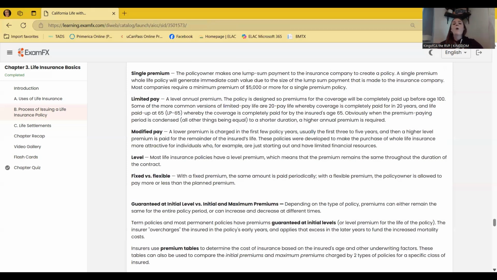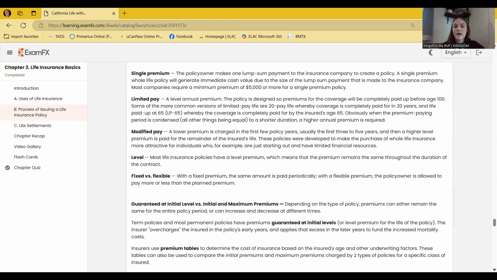Now we have ways to pay our premiums, okay? There are several different ways to pay our premium when it comes to insurance. Most of these we're not really going to see. 90% of the time, it's either single premium or fixed versus flexible, okay? So these, I'm going to fly through them because when we talk about types of policies, that's where we're really going to get into the types of premiums, which ones they belong to, okay?